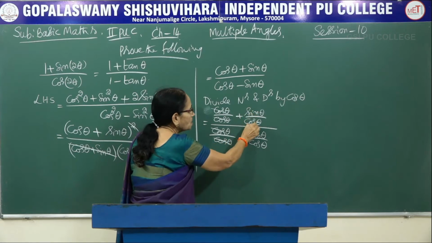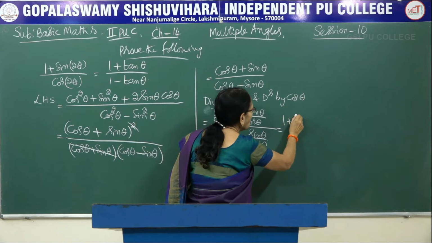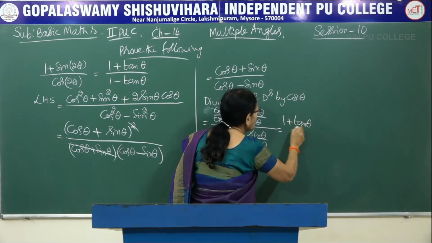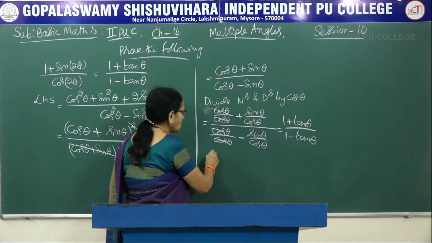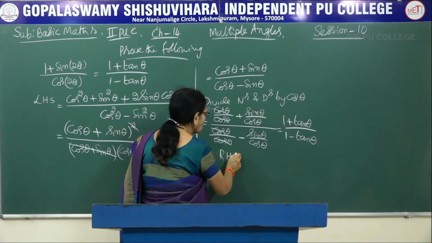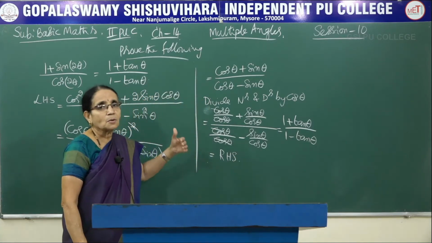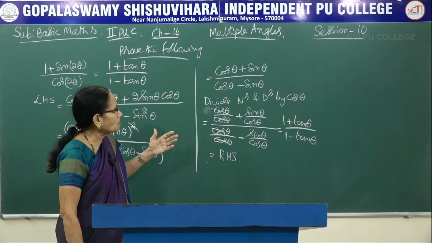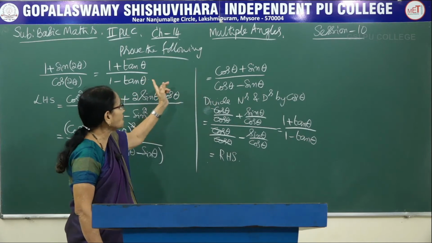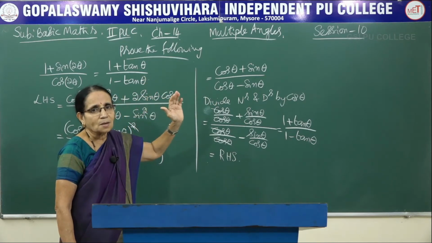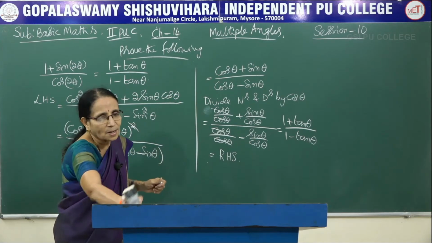Whereas here, sin theta by cos theta, when you cancel, 1 remains there. It is 1 plus tan theta divided by 1 minus tan theta, and this is what we needed on the right hand side. So in some problems, directly applying the formula we will get the right hand side, but in some problems you need a little bit of thinking. After a certain stage you have to look at the right hand side, see what is there, and according to that you have to do the calculation.